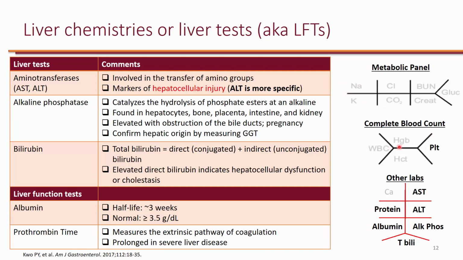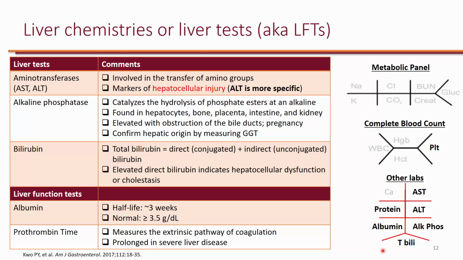There's also this fishbone for the complete blood count, or CBC. So white blood cell, hemoglobin, hematocrit, platelet. Now when it comes to liver assessment, you need to know platelet, because patients with cirrhosis have platelets less than 160,000. So platelet is important when it comes to liver assessment.